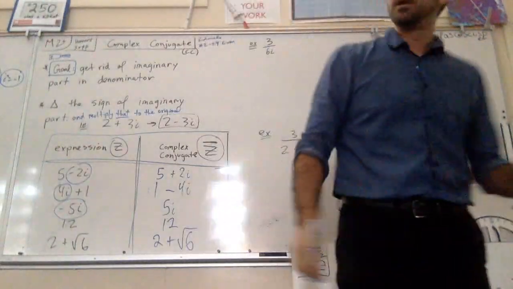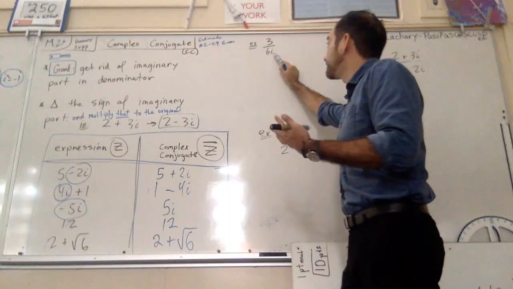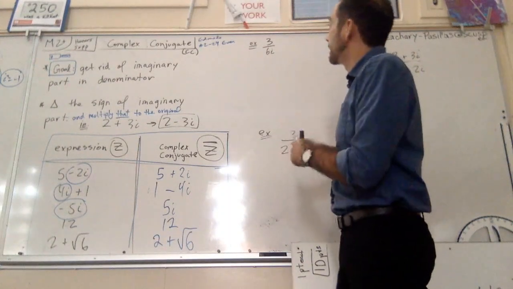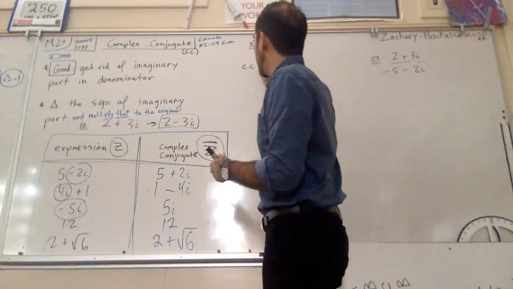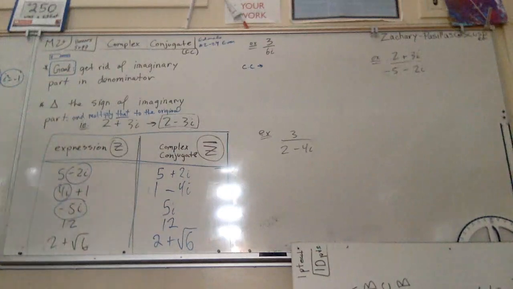Anytime you have an imaginary or complex number in the denominator, we're going to use the complex conjugate. So first, for this problem, tell me, what is the complex conjugate? Tell your neighbor. See that they know. What's my complex conjugate of that?